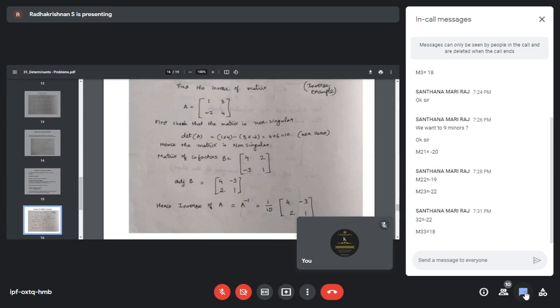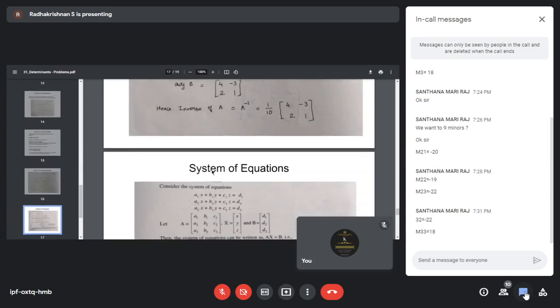Once you know the concept of minors and cofactors, it is very easy. You put the matrix of cofactors and you do a transpose, you get the adjoint, and then 1 by determinant of A into adjoint gives the inverse. Next, we do the next.